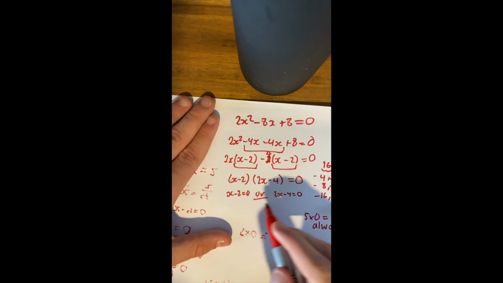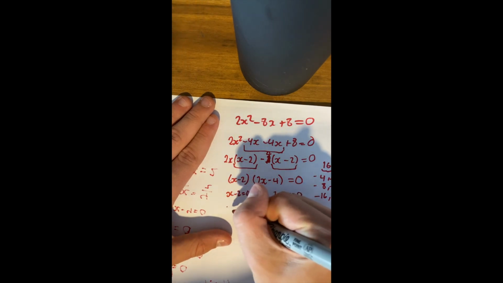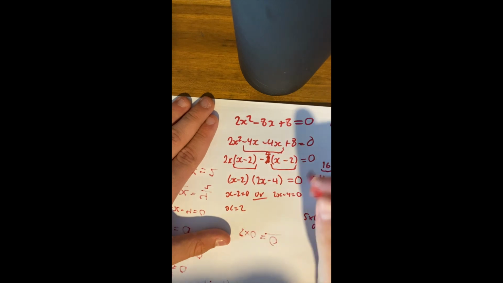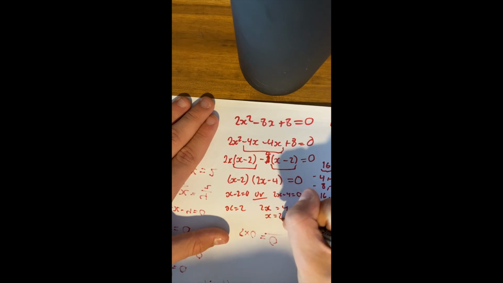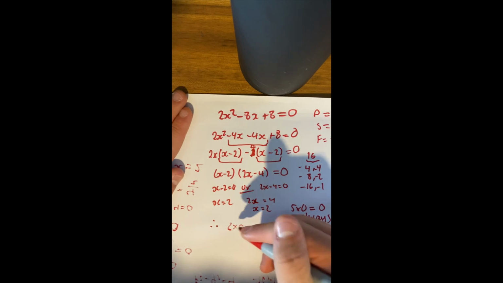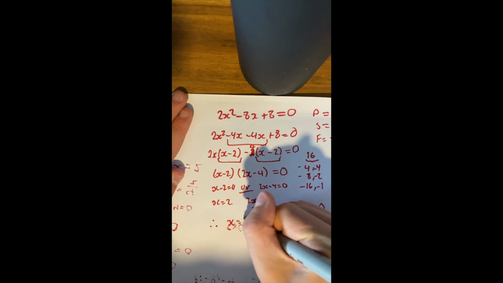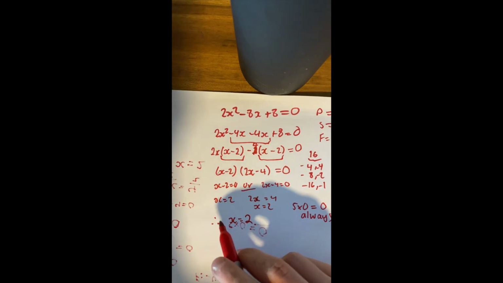Now we just solve these two linear equations separately. We get x minus 2 equals 0, x equals 2, and then 2x equals 4, x equals 2. So therefore, x equals 2. In this case, we got the same answer twice, but usually you will get two distinct answers.